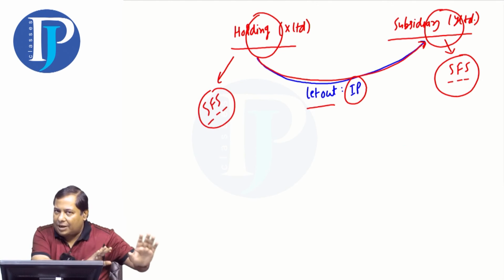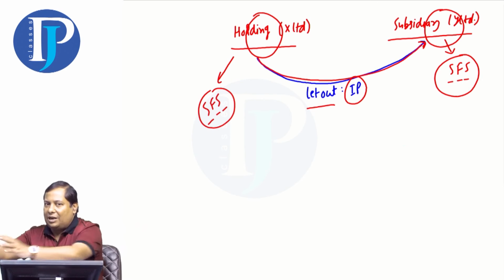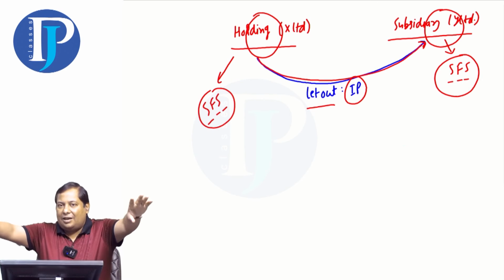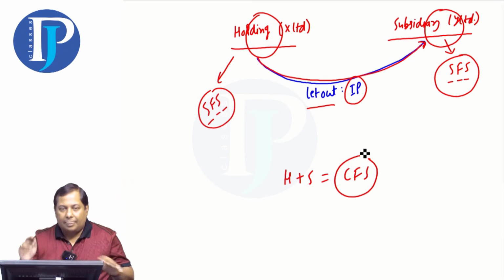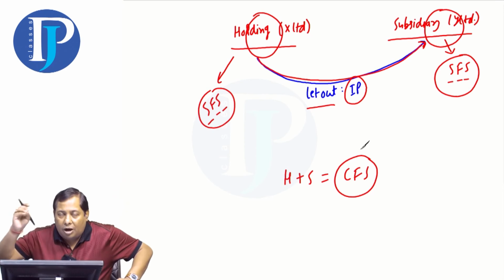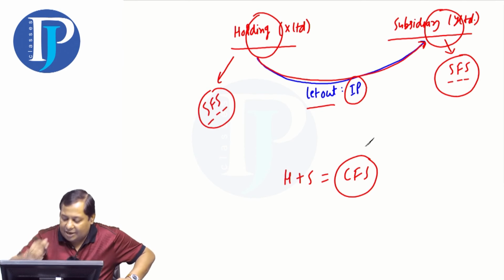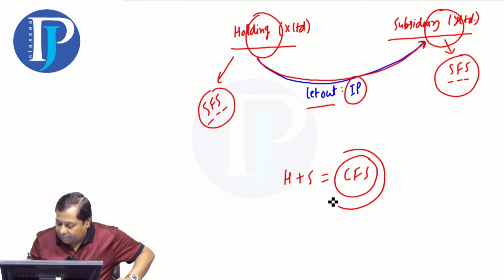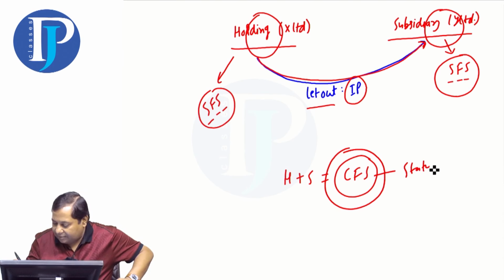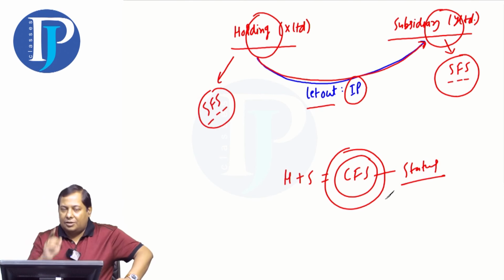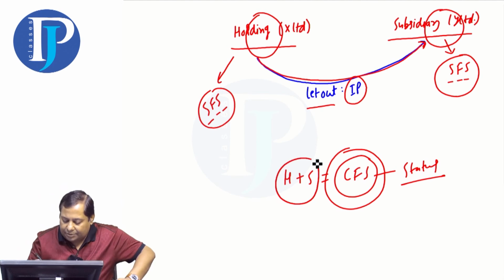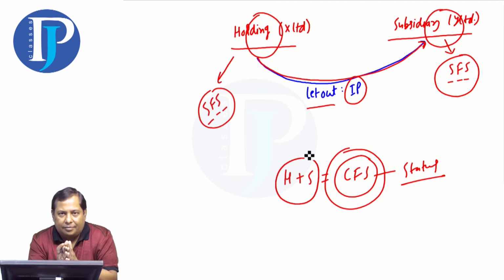The holding company has prepared its books. The subsidiary has prepared its books. Both have prepared SFS. We have already done what we had to. Now the holding company and its subsidiary together will make CFS. So students, we are also told in Ind AS 40 what the status of the investment property will be in this. Understood? The first condition is that the holding and subsidiary companies together form a group.